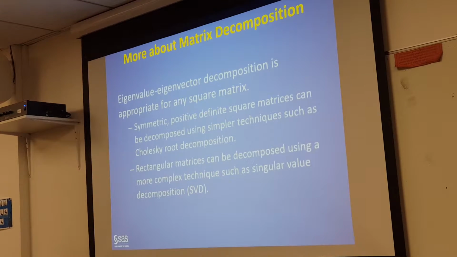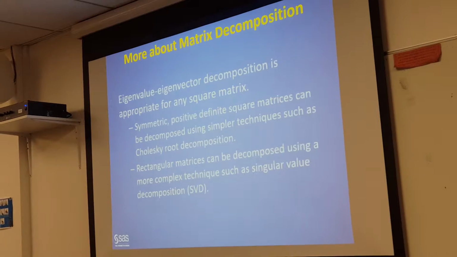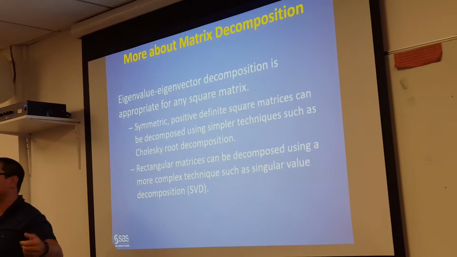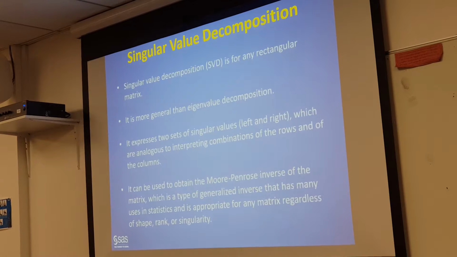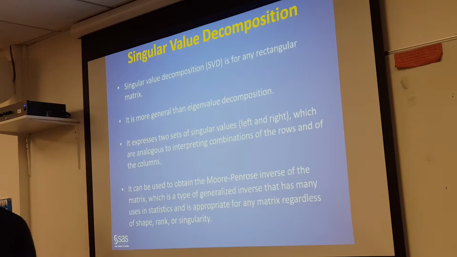In your data mining course, we use an SVD to decompose some data. It's very useful if you have a lot more variables than rows, because your standard methods of decomposition don't work very well in that instance. So singular value decomposition is what's typically used for a rectangular matrix. It's more general than eigenvalue decomposition. What it does is factorize your matrix into what are called singular values, which are analogous to interpreting your combinations of the rows and of the columns, and it can be used to calculate an inverse as well.